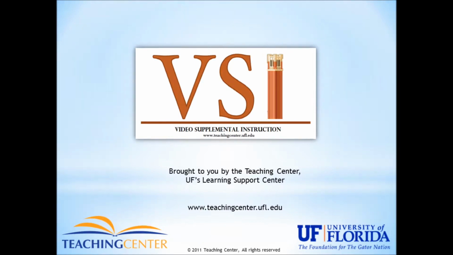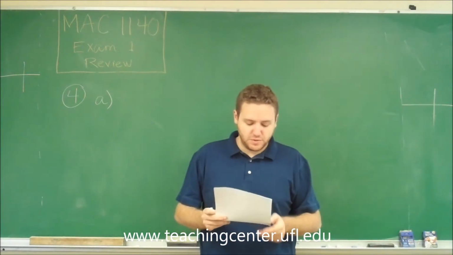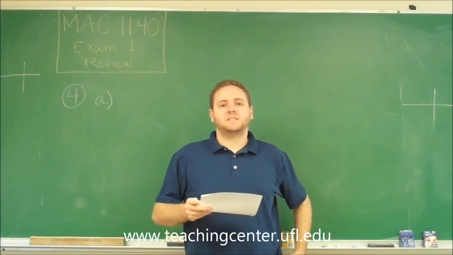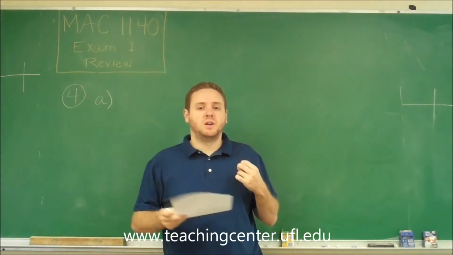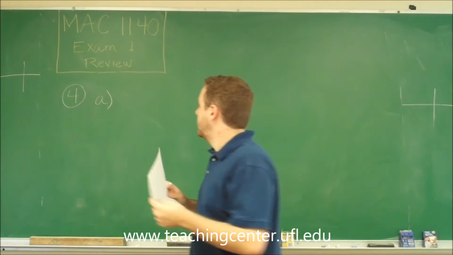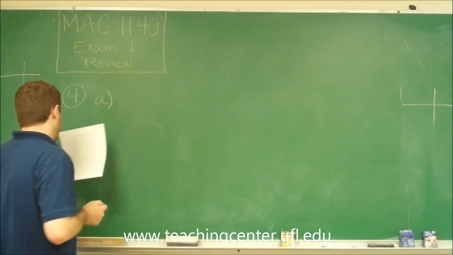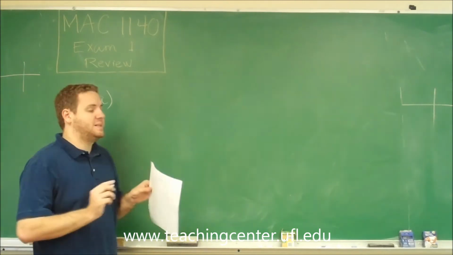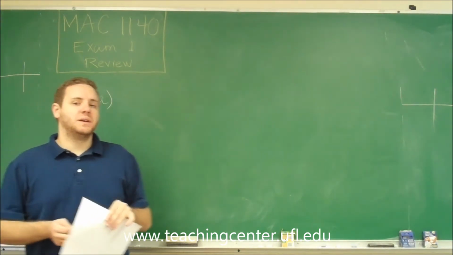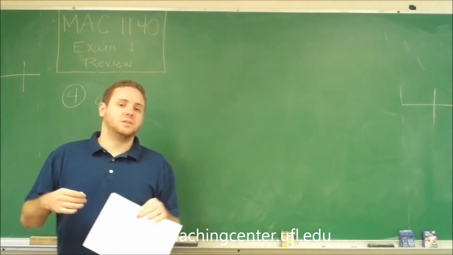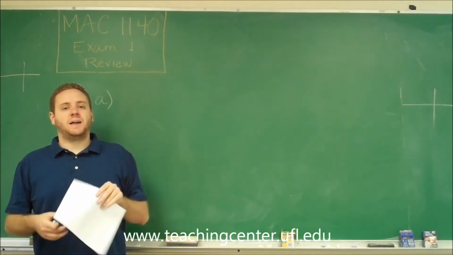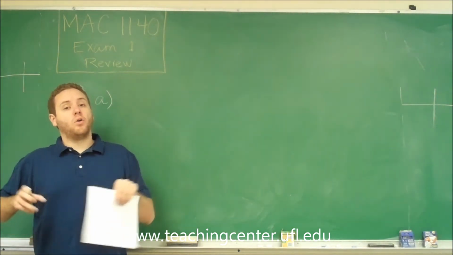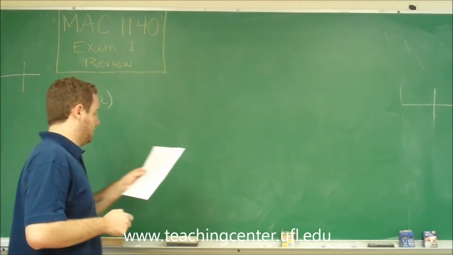Okay, so for number 4, we're supposed to solve these inequalities, express our answers in interval notation, and also graph them on a number line. So in letter A, we have a triple inequality. So we have 3 things, and remember that's not really any different than a standard inequality, except that when you add or subtract, multiply or divide, you have to do it to all 3 pieces of the inequality.